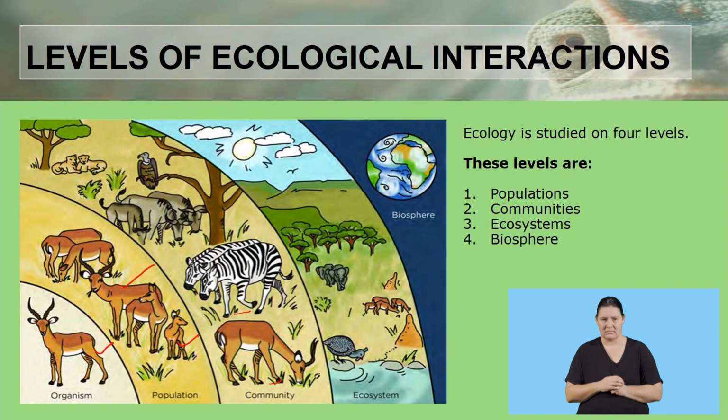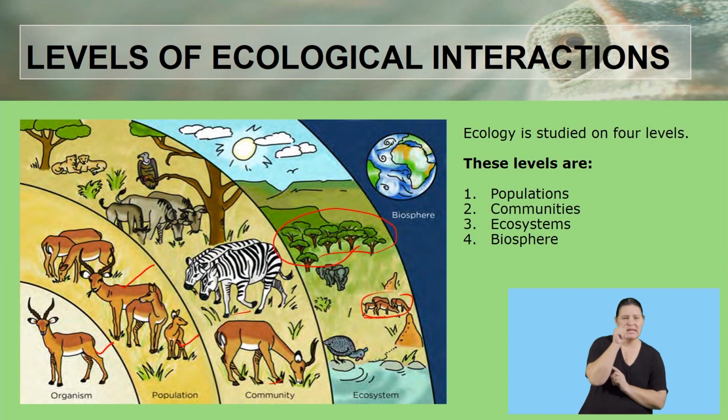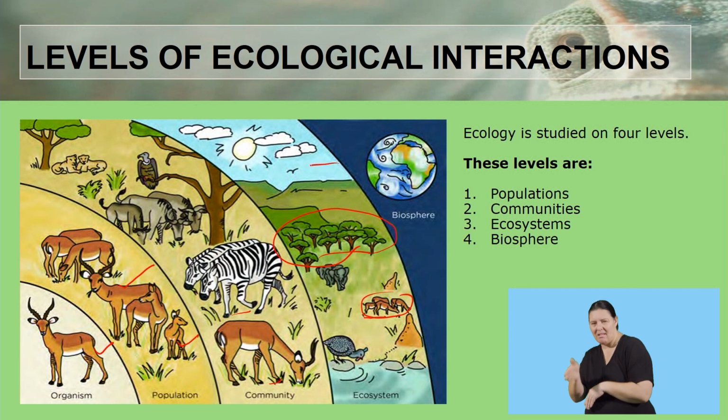Now, if we move on to the next one, we have an ecosystem. So an ecosystem here, we still have communities of different animals, but this time we have plants as well. Can you see there's a population of trees over there? We have animals over here, and we have something that we did not have in the previous pictures. We have the atmosphere, we have the sun, we have water. So these are the non-living parts of the ecosystem.